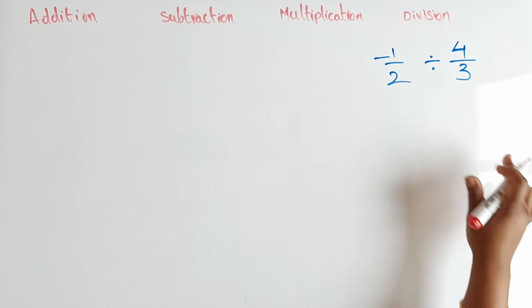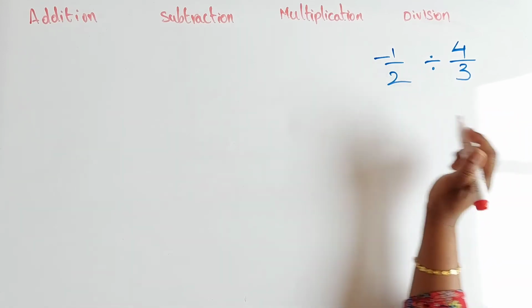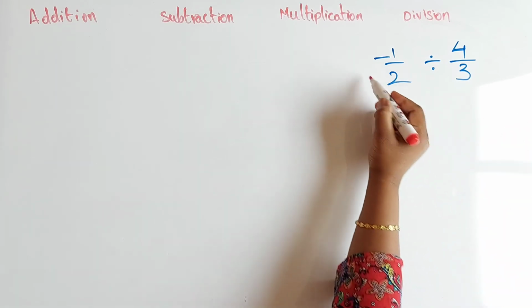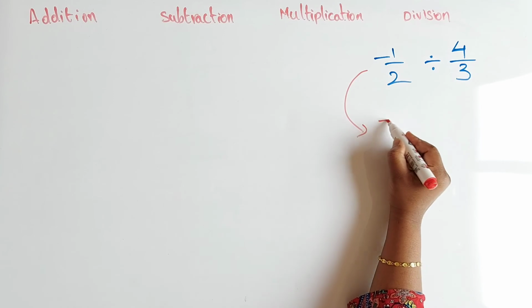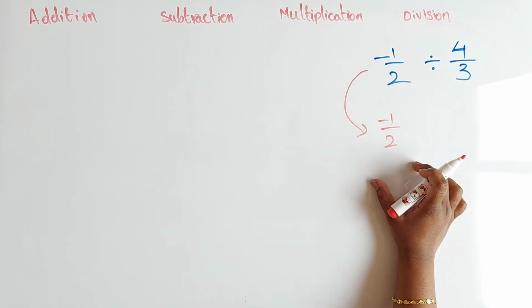Now one more example, children. One negative rational number and one positive rational number division. Here minus 1 by 2 dividing with 4 by 3. What we have to do? Minus 1 by 2 we have to write as it is. First rational number we have to write as it is.